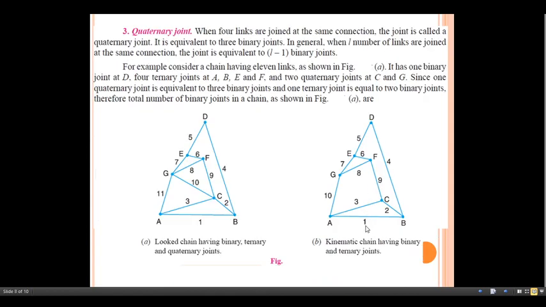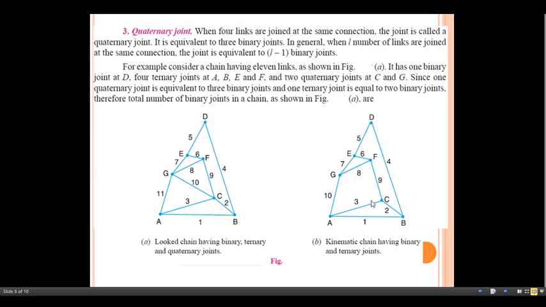Now let us see the next case. First of all, count the number of links: 1, 3, 4, 5, and here 6, 7, 8, 9 and 10. You may give the number to any link in any order. You can give this link the number 1, this one 2, this one 3, in this order. So the number of links with us is 10.